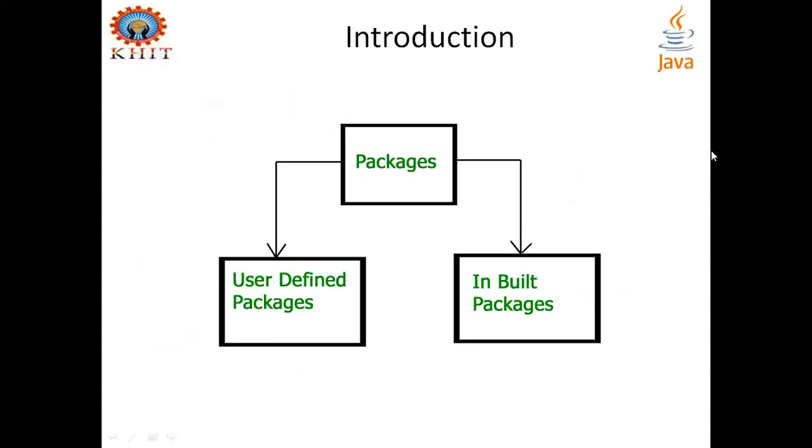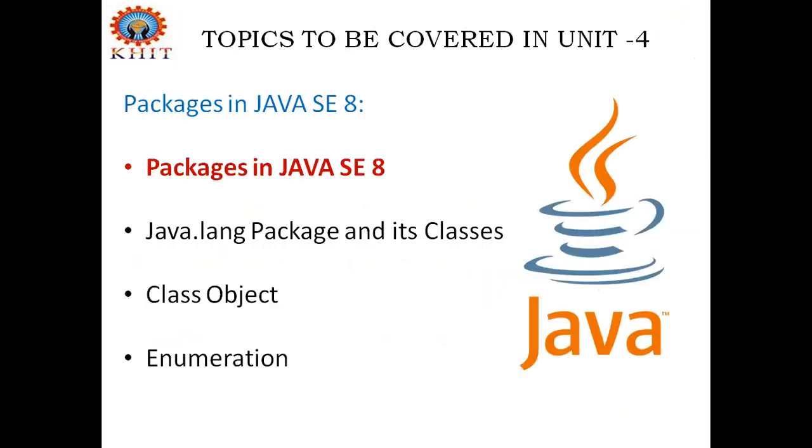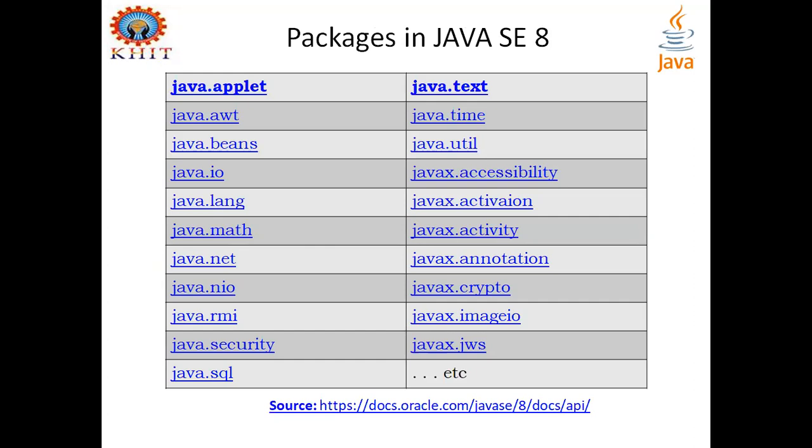And we know that packages are of two types: user-defined packages and inbuilt packages. And this is the inbuilt packages system in Java. Java is the main package for all the sub-packages of Java classes. And these are the various packages available in Java SE8. And this is the source where we collected the list of all available packages from Java SE8.